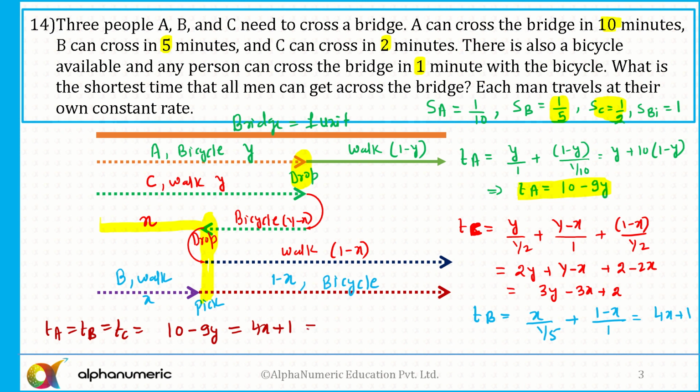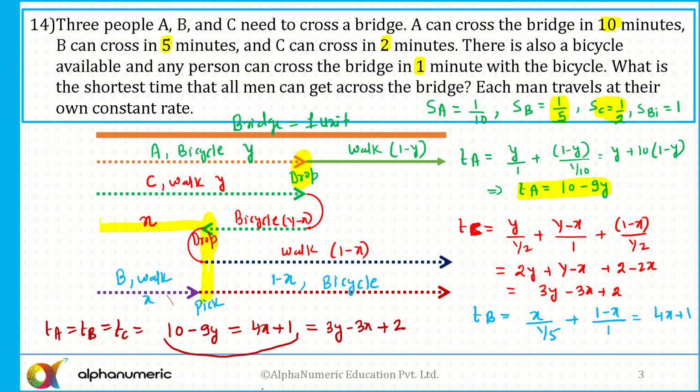And equate this with 3y minus 3x plus 2 here. So we have got these three equations: 10 minus 9y is equal to 4x plus 1 equal to 3y minus 3x plus 2. After solving this, you can find out the values of y and x. So solve these two equations.